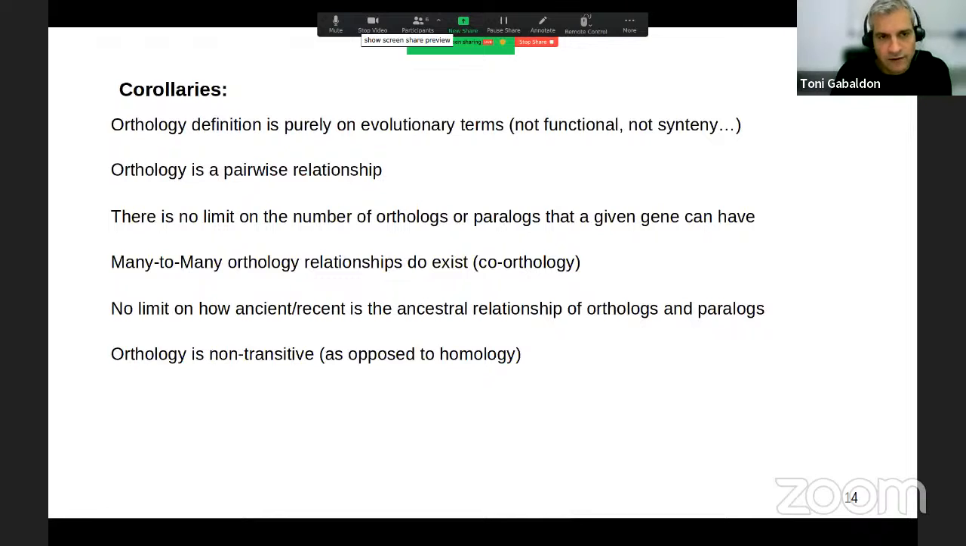And for that, I always like to extend this definition to several corollaries, things that derive from this definition. And the first thing to remember is that this definition is purely in evolutionary terms.